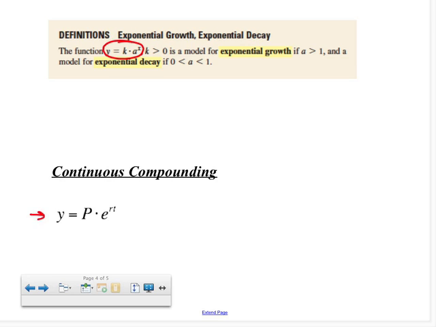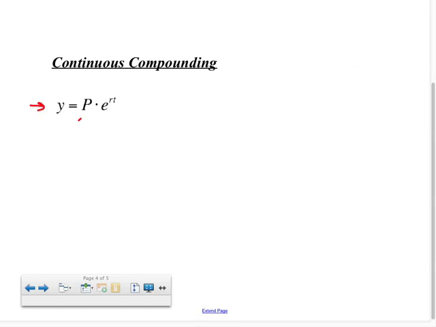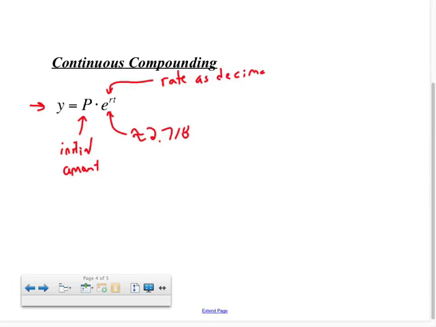Now, this equation here, you've seen before, Pert. We use that whenever you have a continuously compounding situation. Again, just like in the last equation we looked at, P is your initial amount. And remember, e is a number that's on your calculator. It's an irrational number, approximately 2.718, but of course it goes on and on forever. r is your rate as a decimal, and then t is your time.